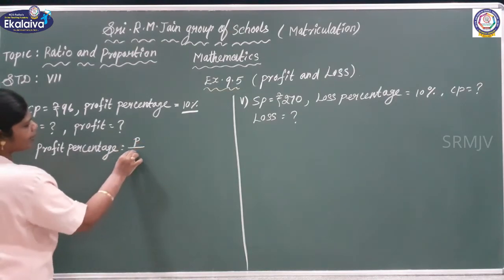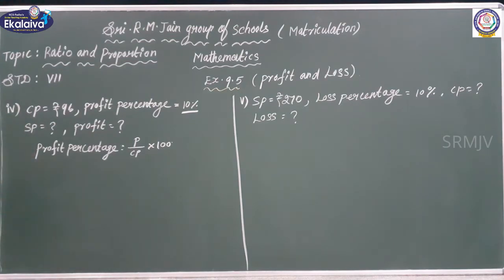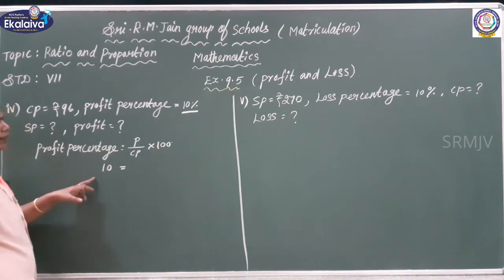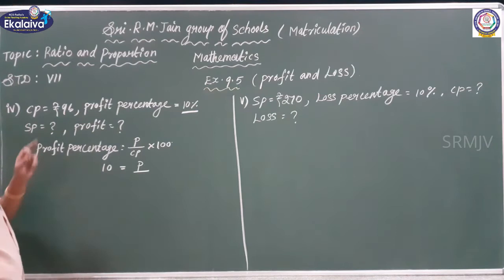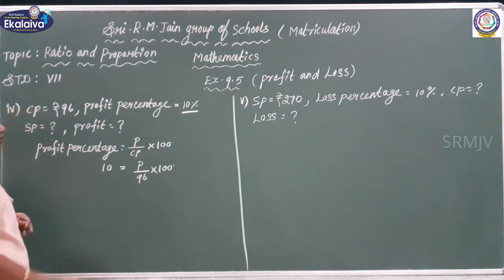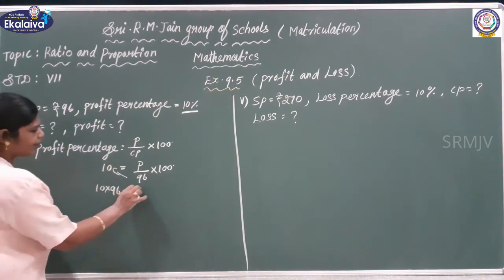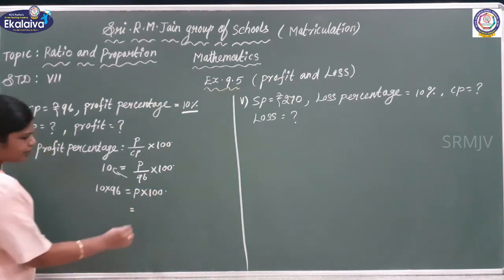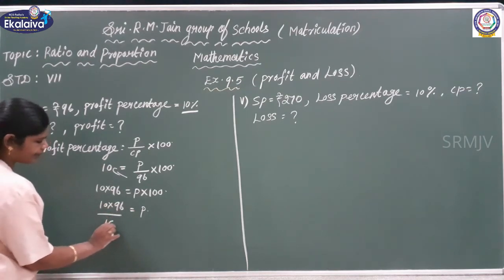Profit by cost price into 100. Okay. So in this I am going to substitute here profit percentage 10 percentage is given. So 10 equal to here profit we are going to find. So keep it as it is. Cost price 96 into 100. Okay. Just cross multiply this. 100 into 96 equal to profit into 100. So we are going to find the profit. Just profit alone keep it here. 100 into 96 by 100.